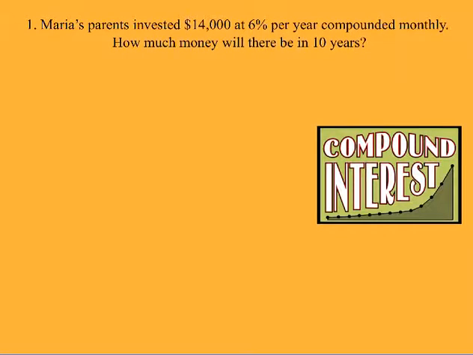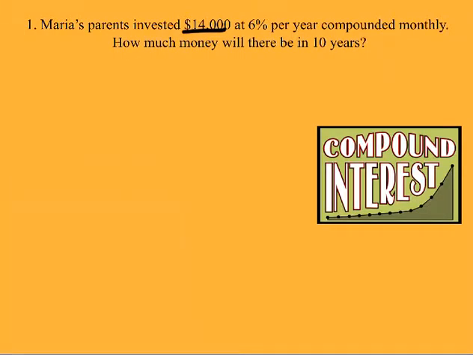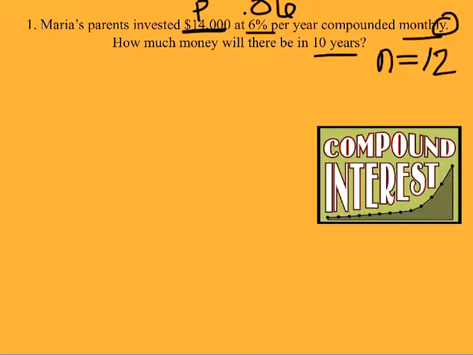So let's go ahead and take a look at number 1. It says Maria's parents invested $14,000. So that's going to be my P, not my A. Then at 6% per year, well, 6% as a decimal is 0.06. Compounded monthly, so that means N is going to be equal to 12. When you're looking for what your N is going to be, you want to look for words that end in LY. That typically is what's going to give you your N, and then you can go back to your chart. And we're going to be calculating it after 10 years, so that's going to be our T.